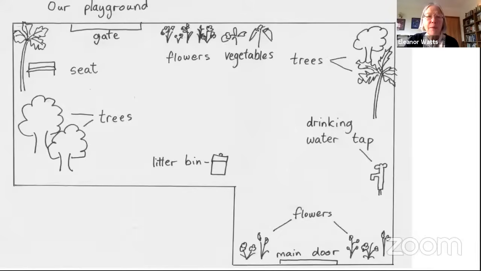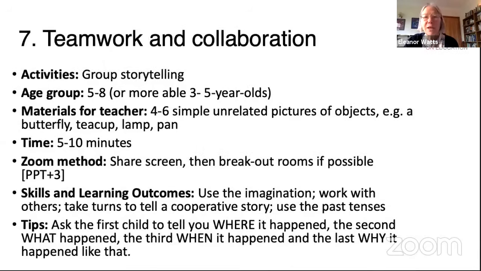Let's move on. Now, teamwork and collaboration. So many ways that we can do that in a real classroom. But I'm sorry to say that over Zoom, it's difficult. What we're going to show now is an idea for group storytelling. And you could do this with any number of unrelated objects, pictures. But it is important they shouldn't be too obviously connected, because then you really get the imagination going.